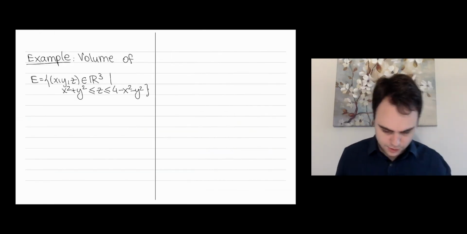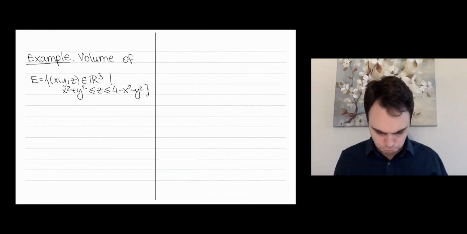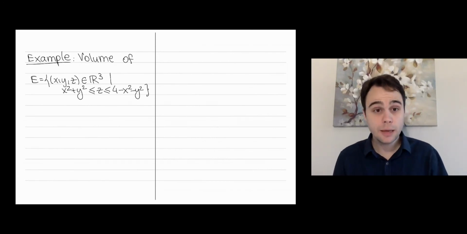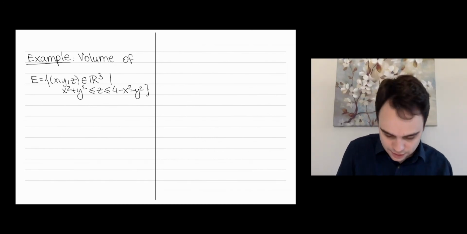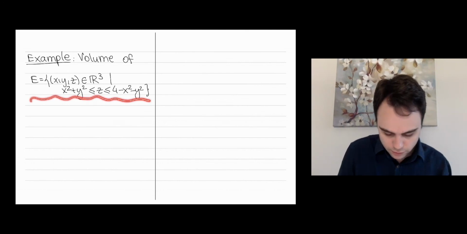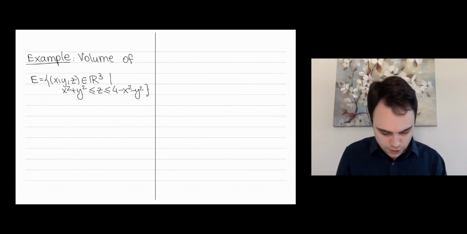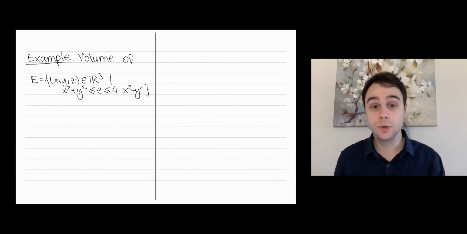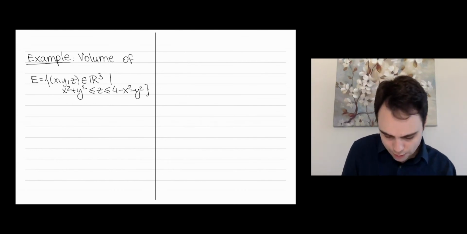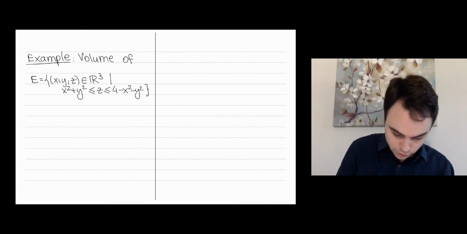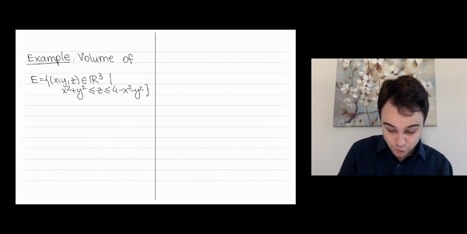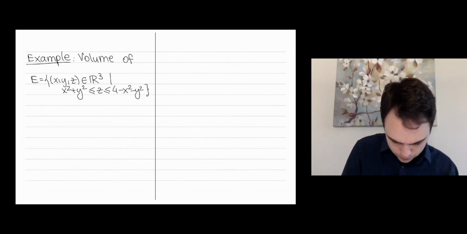So let's do that. Here's the problem. I give you a shape, a three-dimensional region of R3, and it's this. Our job is to compute its volume. The region is described by these inequalities. So the first order of business is to draw it to get a sense of what's going on. Here's the picture.